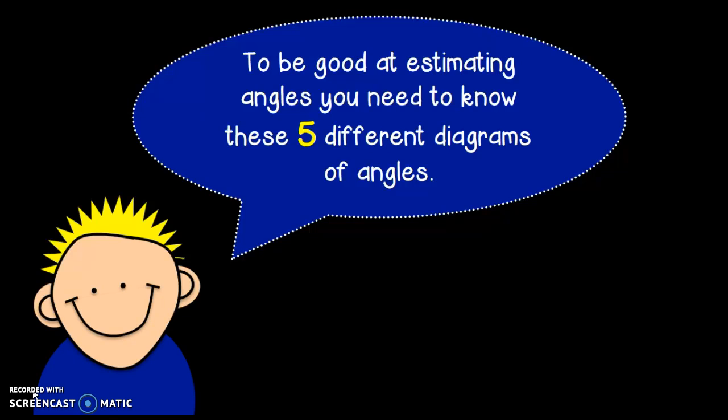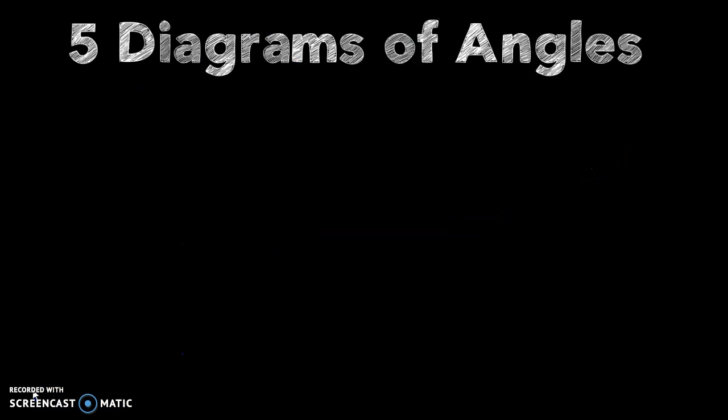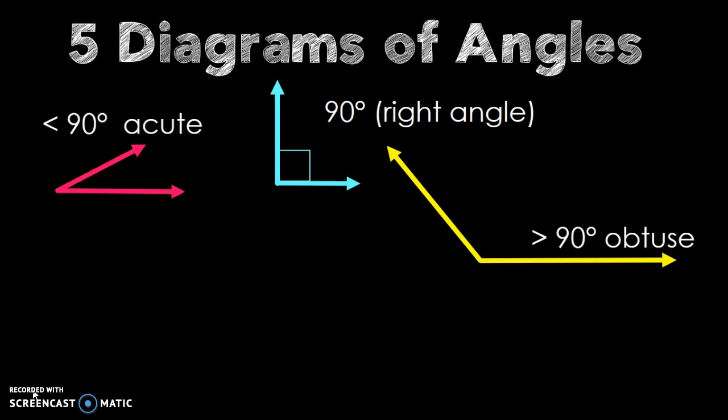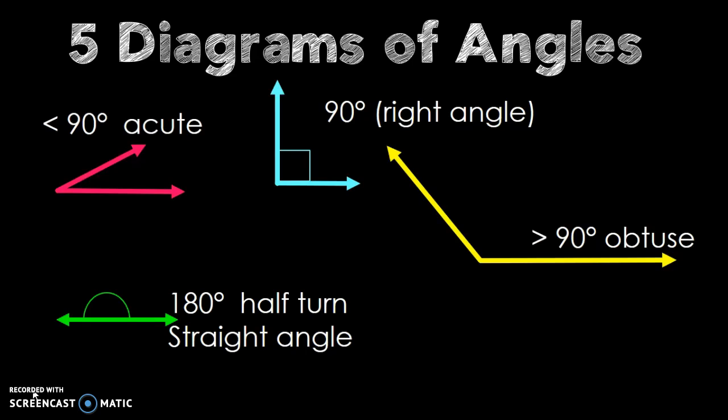To be good at estimating angles, you need to know these 5 different diagrams of angles. The 5 diagrams of angles are a right angle, which is a 90-degree angle. Then we have an acute angle, which measures less than 90 degrees. We have an obtuse angle, which would measure greater than 90 degrees. We have what's called a straight angle, or a half turn, which measures 180 degrees. And we have a full turn, which is a circle, and that measures 360 degrees.